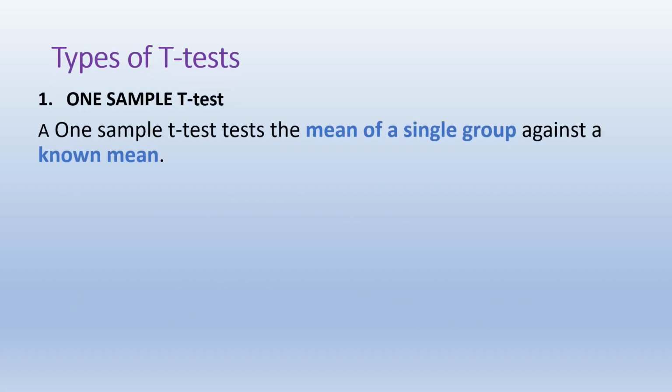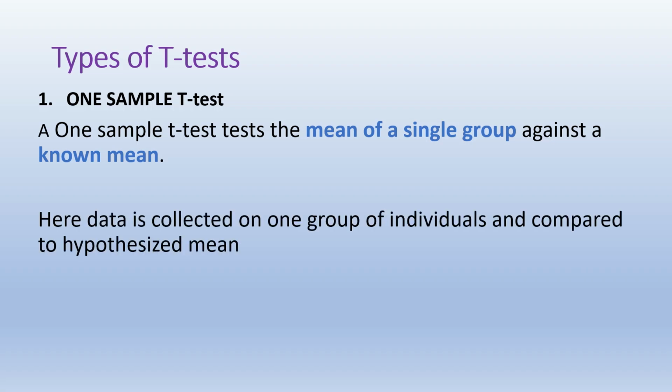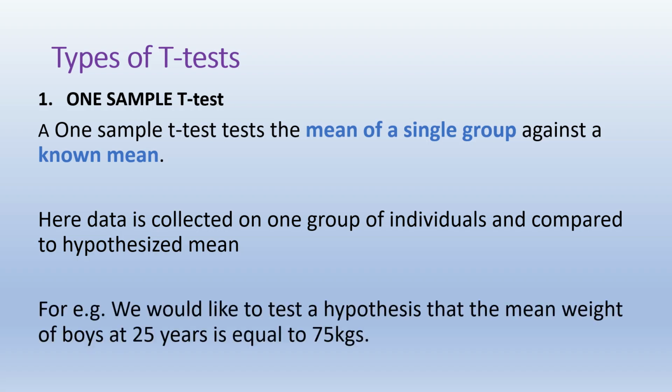So what are the types of t-test? We have the one sample t-test. This one tests a mean of one group against a known mean. So data is collected on one group of individuals and compared to a hypothesized mean.